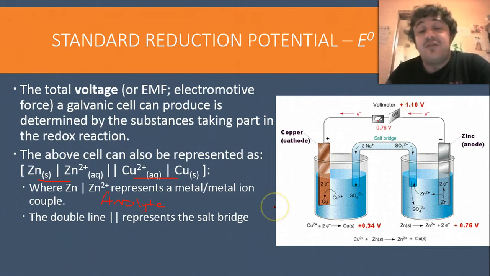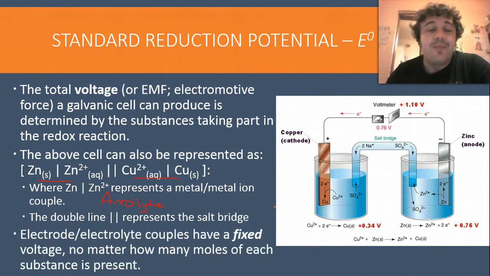The double line represents the salt bridge. We've talked about this before. It's just a bit there to remind you. So here's the thing. The electrode and the electrolyte couples have a fixed voltage. This is a theoretical voltage that really, when it comes down to it, we'll probably never see in an experiment. But they have a fixed voltage that doesn't change no matter how many moles of each substance is present.